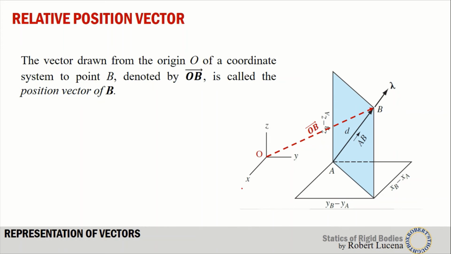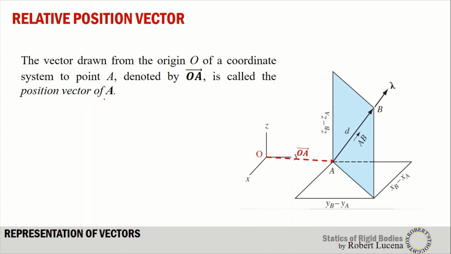Now, there are some vectors which are not really drawn from the origin of the global axis. When we say global axis, this is our XYZ axis for all of our vectors. So some vectors are not really drawn from the origin or point O. Some of them are written somewhere or originate somewhere in the Cartesian 3D coordinates. So a vector drawn from the origin O of the coordinate system to point B is denoted OB, and is called the position vector of B.